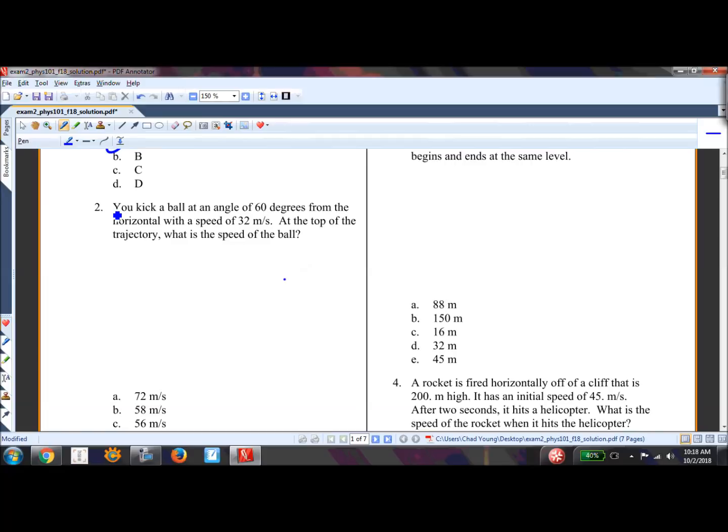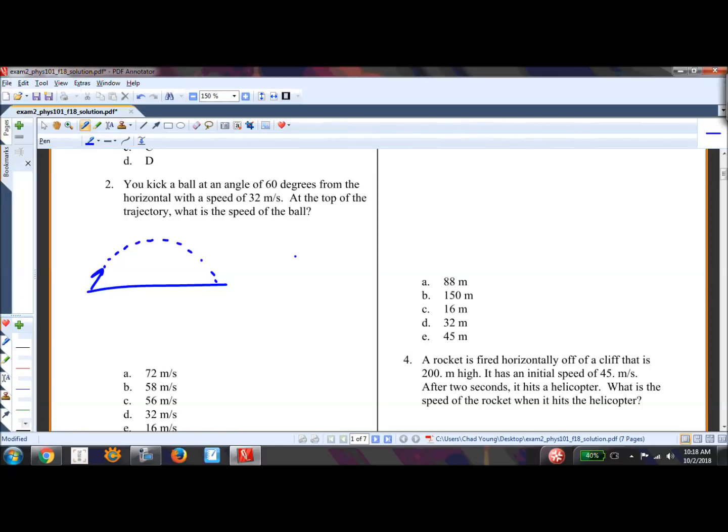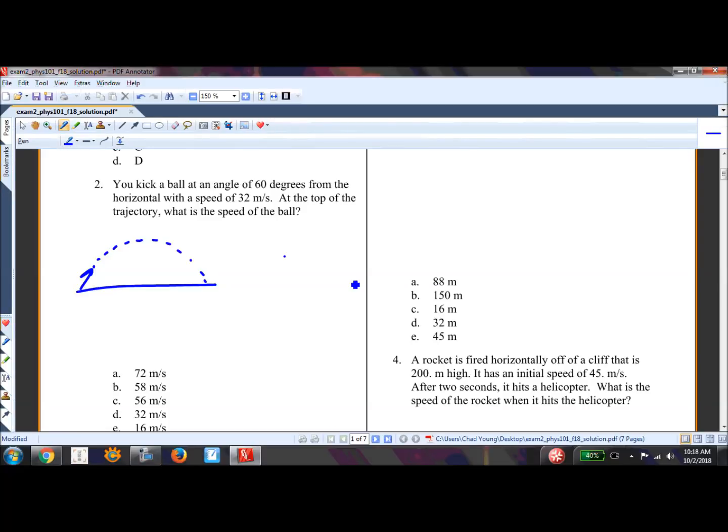That denoted the version. You kick a ball at an angle of 60 degrees from the horizontal with a speed of 32 meters per second. At the top of the trajectory, what is the speed of the ball? Okay, well, I'm going to draw a picture just so I remind myself what kind of situation I'm in. I'm looking at this type of situation where I have a ball that begins and ends at the same horizontal level, and then I want to know what is the speed of the ball up here.